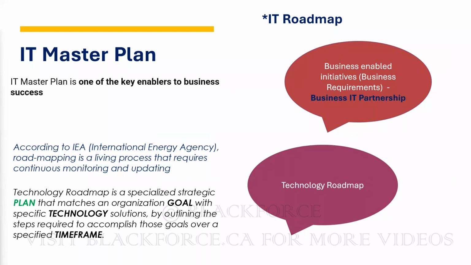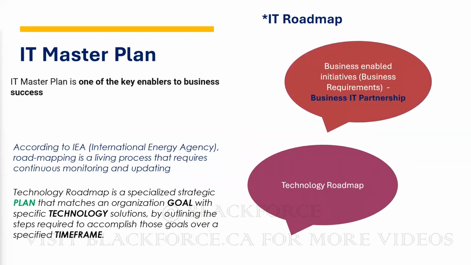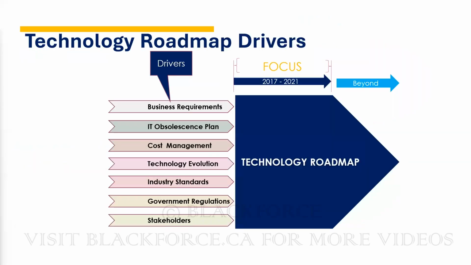We also talked about technology roadmap. Technology roadmap are those initiatives that have to do with technology issues, like they need to upgrade the technology, like if it's obsolescence, or because of a business requirement, technology needs to be updated, or based on technology evolution, based on government regulations, right? So these are the things that drive the technology roadmap. And we said this technology roadmap and business-enabling initiatives make up the IT master plan. The IT master plan is also known as IT roadmap. Some organizations call it IT roadmap. It's the same thing as IT master plan.